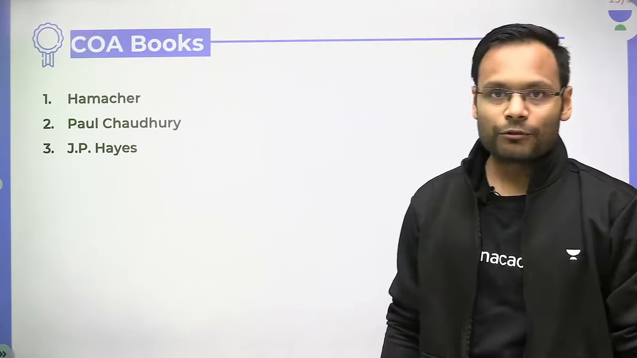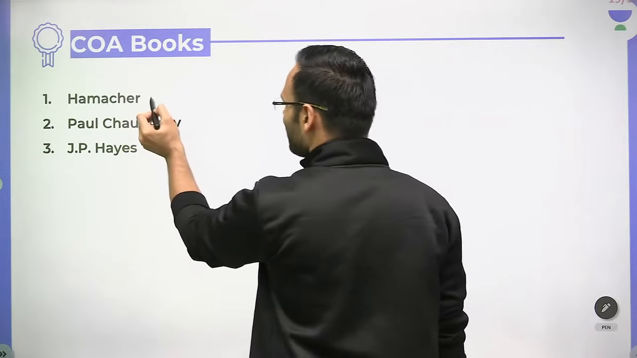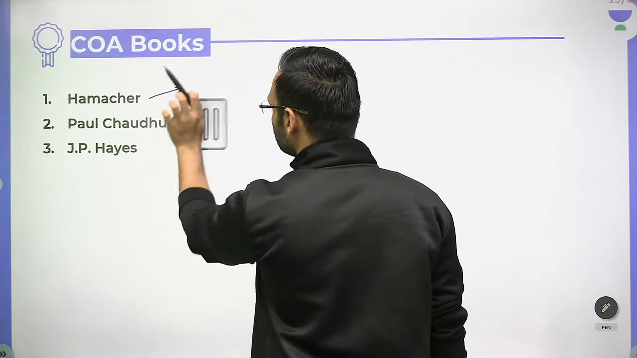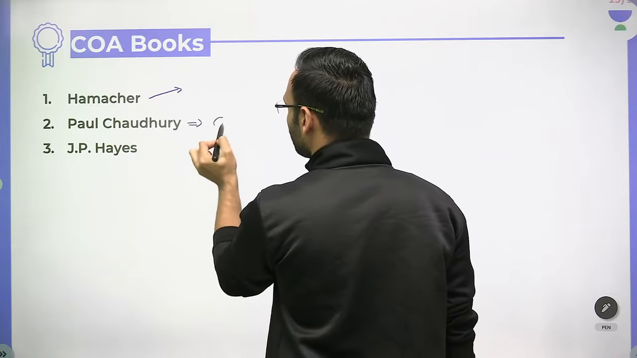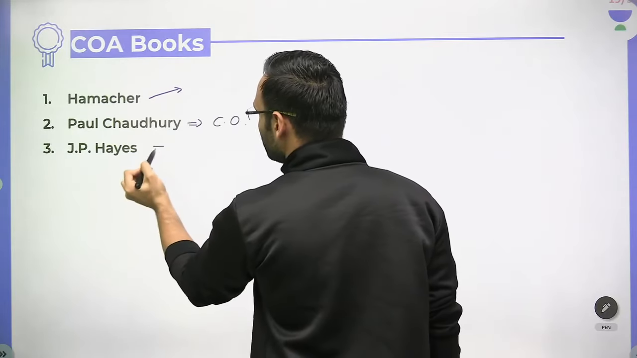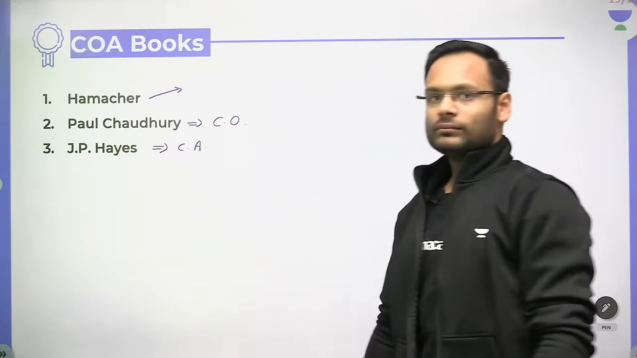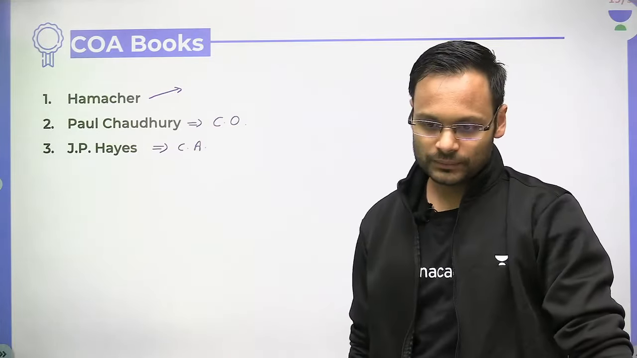Then COA. For COA, Hamacher is amazing. Carl Hamacher. Pal Chaudhuri and J.P. Hayes are also good books. Pal Chaudhuri you can follow for the computer organization part. J.P. Hayes you can follow for the computer architecture part. These are two good books.